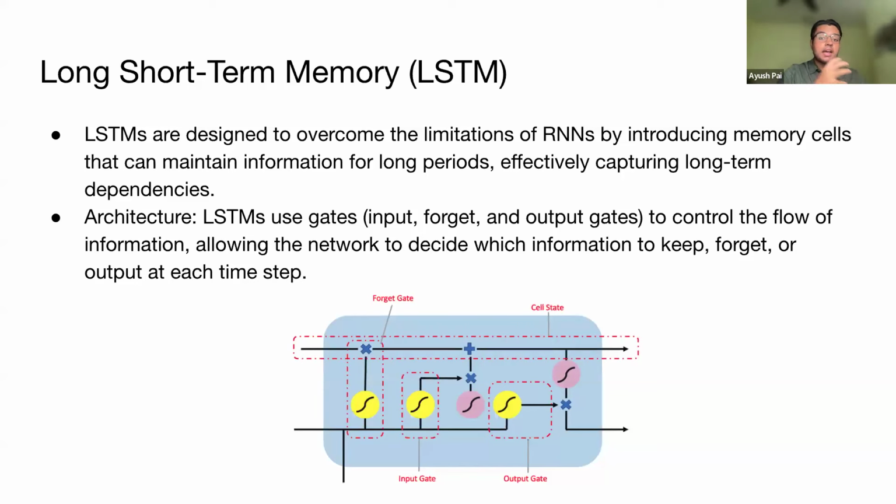These gates really allow the network to decide which information to keep at every step, or forget, and then output into the next layer. It allows it to retain relevant information over long sequences and improve performance on tasks that require long-term memory, such as language modeling, time series prediction, whatever needs long-term dependencies.